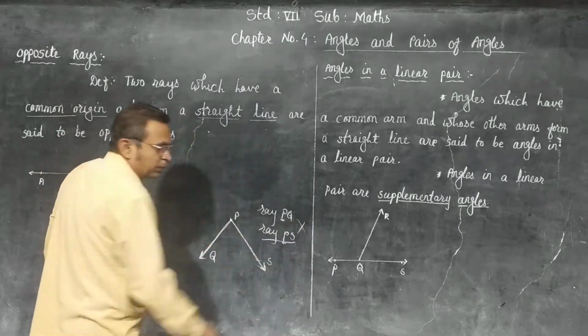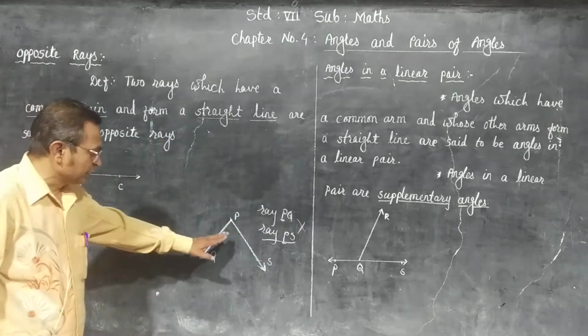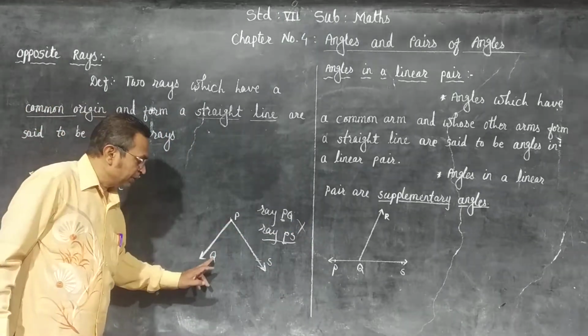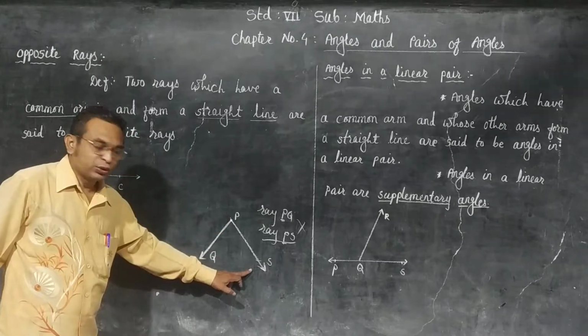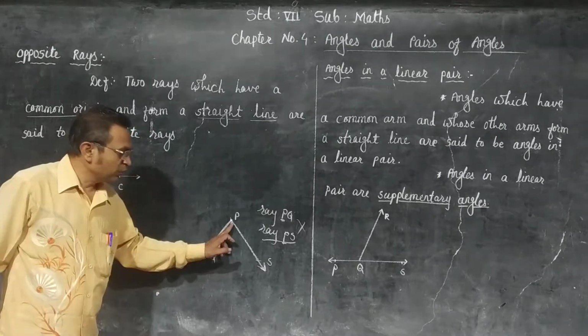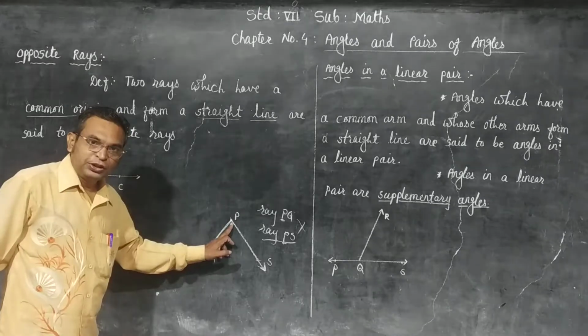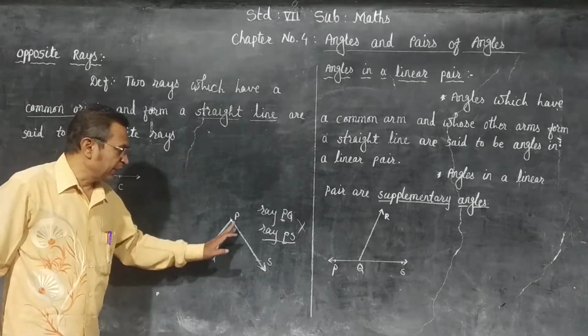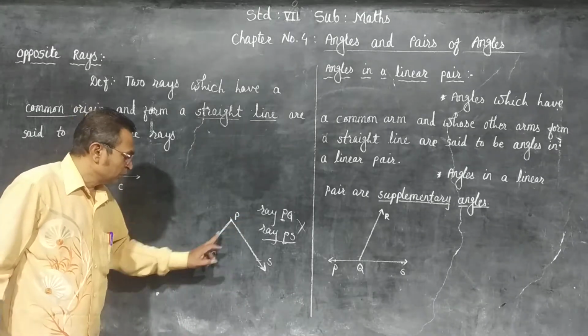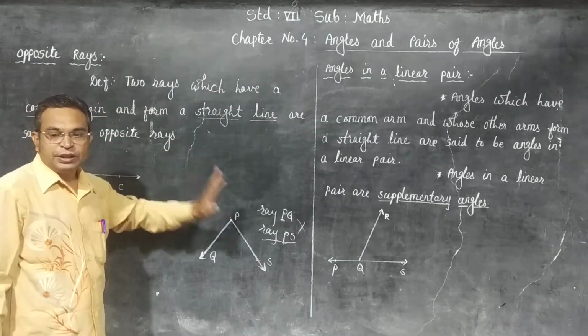In this figure, ray PQ and ray PS are shown, and their common origin is point P, but they do not form a straight line, and therefore these two rays are not opposite rays.